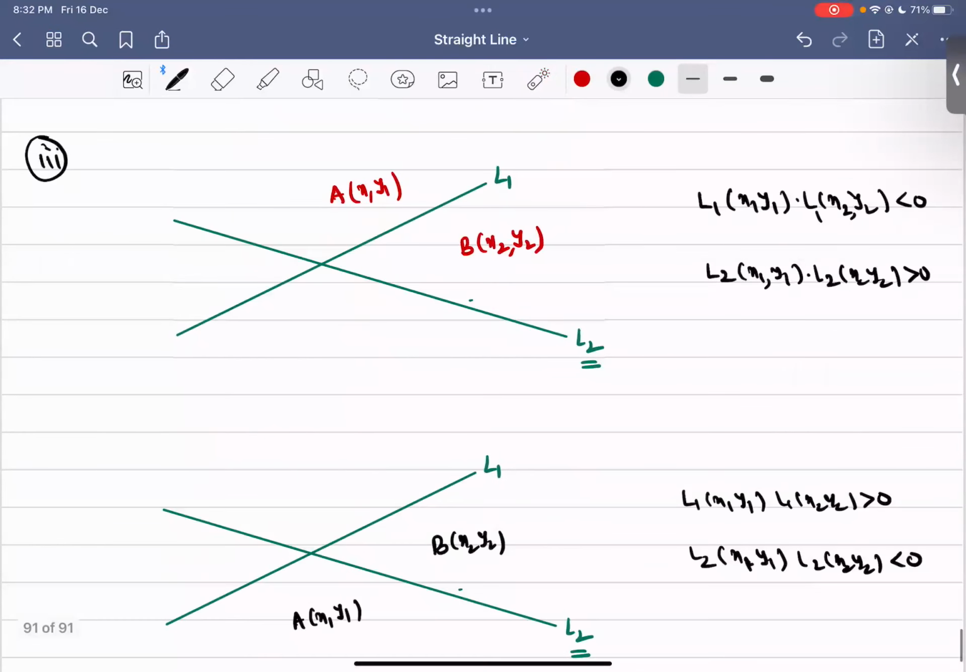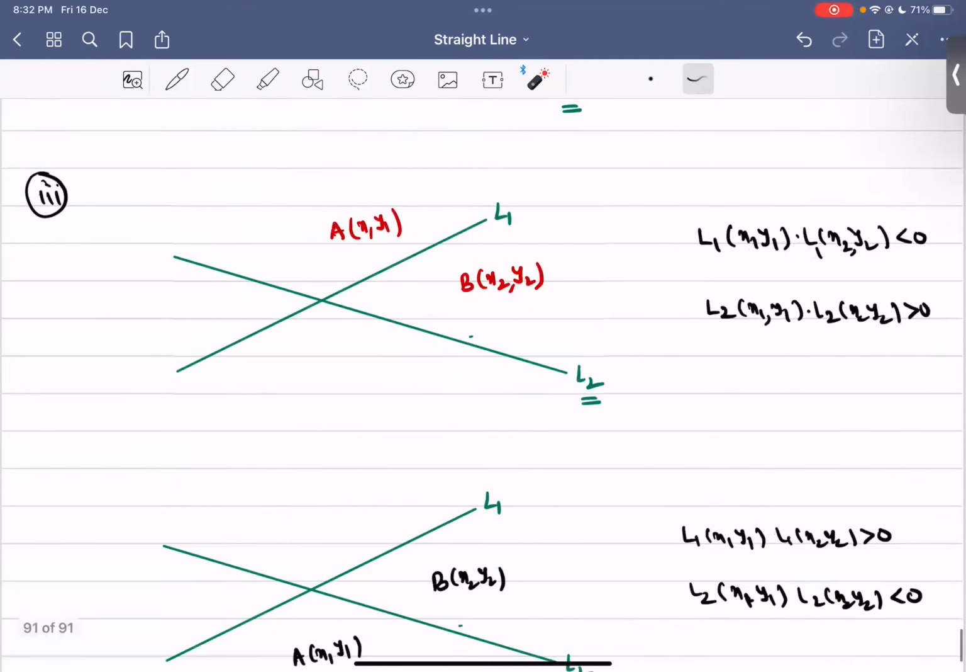These are both the cases. Here L1 (x1, y1) times L1 (x2, y2) is negative. Here L1 (x1, y1) times L1 (x2, y2) is positive. Here L2 (x1, y1) times L2 (x2, y2) is positive, and here L2 (x1, y1) times L2 (x2, y2) is negative. Clear? Proof?